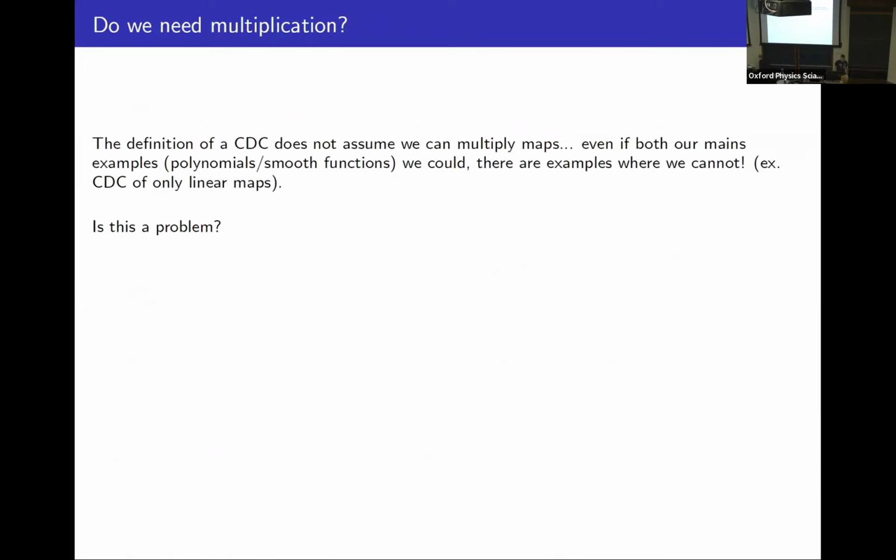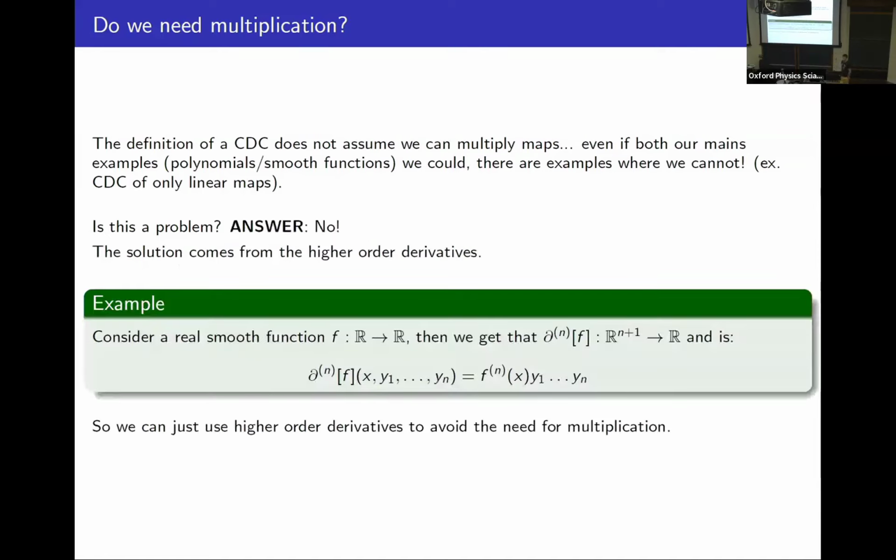However, there are examples of Cartesian differential categories where you can't do this. For example, we have a Cartesian differential category of just linear maps. You can't multiply two linear maps to get a linear map. It doesn't work. So is this going to be a problem? Well, if it was, I wouldn't really have a story to tell today. So the answer is no, this isn't a problem.